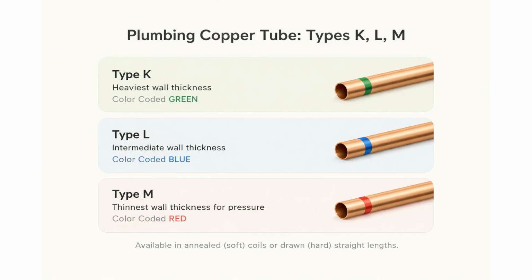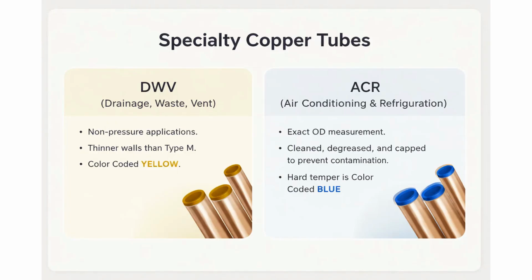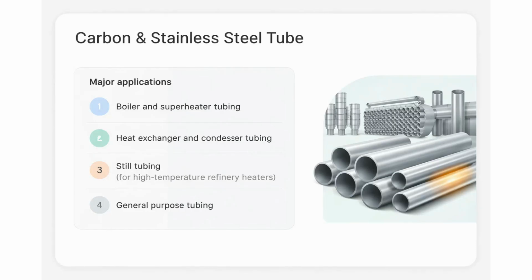There are two other important copper tube types. DWV stands for drainage, waste, and vent. It is a non-pressure tube with very thin walls, color-coded yellow. On the other hand, ACR tube is used for refrigerants. Because refrigeration systems must be free of contaminants, ACR tube is thoroughly cleaned, degreased, and capped at the factory before delivery.